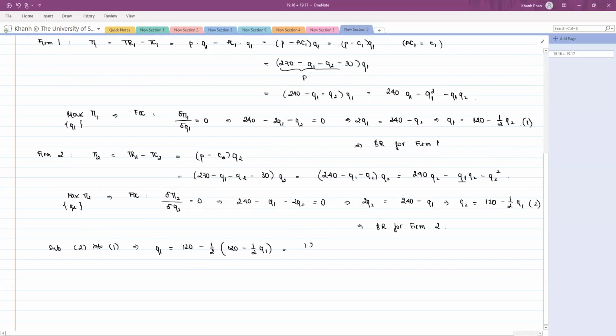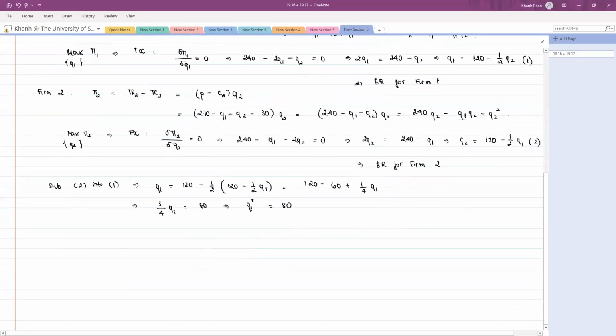Okay, so if I expand this, I get 120 minus half of 120, which is 60, minus becomes plus, half times a half is a quarter of Q1. If I move this quarter Q1 to the left hand side, Q1 minus a quarter Q1 is 3/4 Q1, and 120 minus 60 is 60. Solving this equation, I get Q1 is 60 times 4 over 3, which is 80. So this is the optimal quantity produced by firm 1 in order to maximize firm 1's profit.